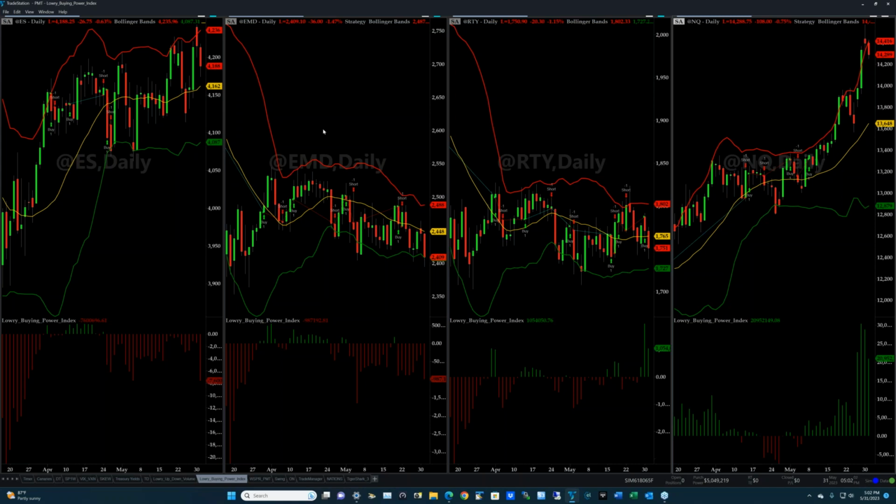And let's see where we are here on this system. All right. Still short on ES. This system is interesting. We went all the way up to it, still kept this short. Went short here on the EMD.